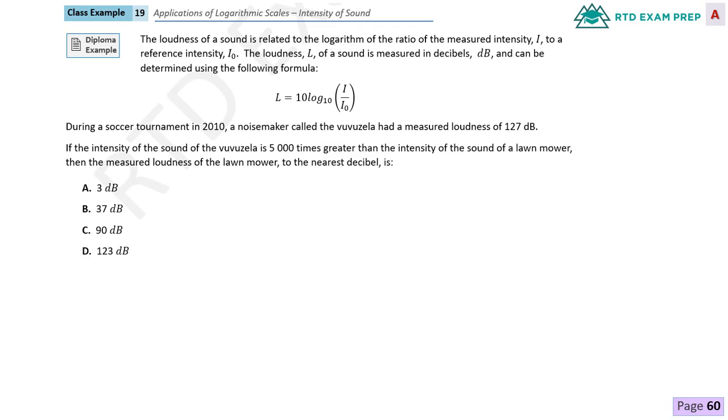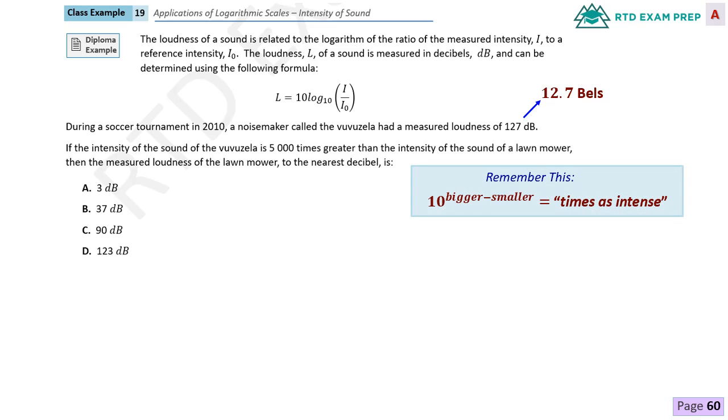So we're told that during a soccer tournament in 2010, that number will not be used, a noisemaker called the vuvuzela had a measured loudness of 127 decibels. The first thing we'll think about is that we will be working in bells, not in decibels. Now, if you look at the equation that was given to you, that 10 in front of the logarithm, if you were to divide both sides, actually would give us L over 10, which represents the 127 being divided by 10 to turn into 12.7 bells.